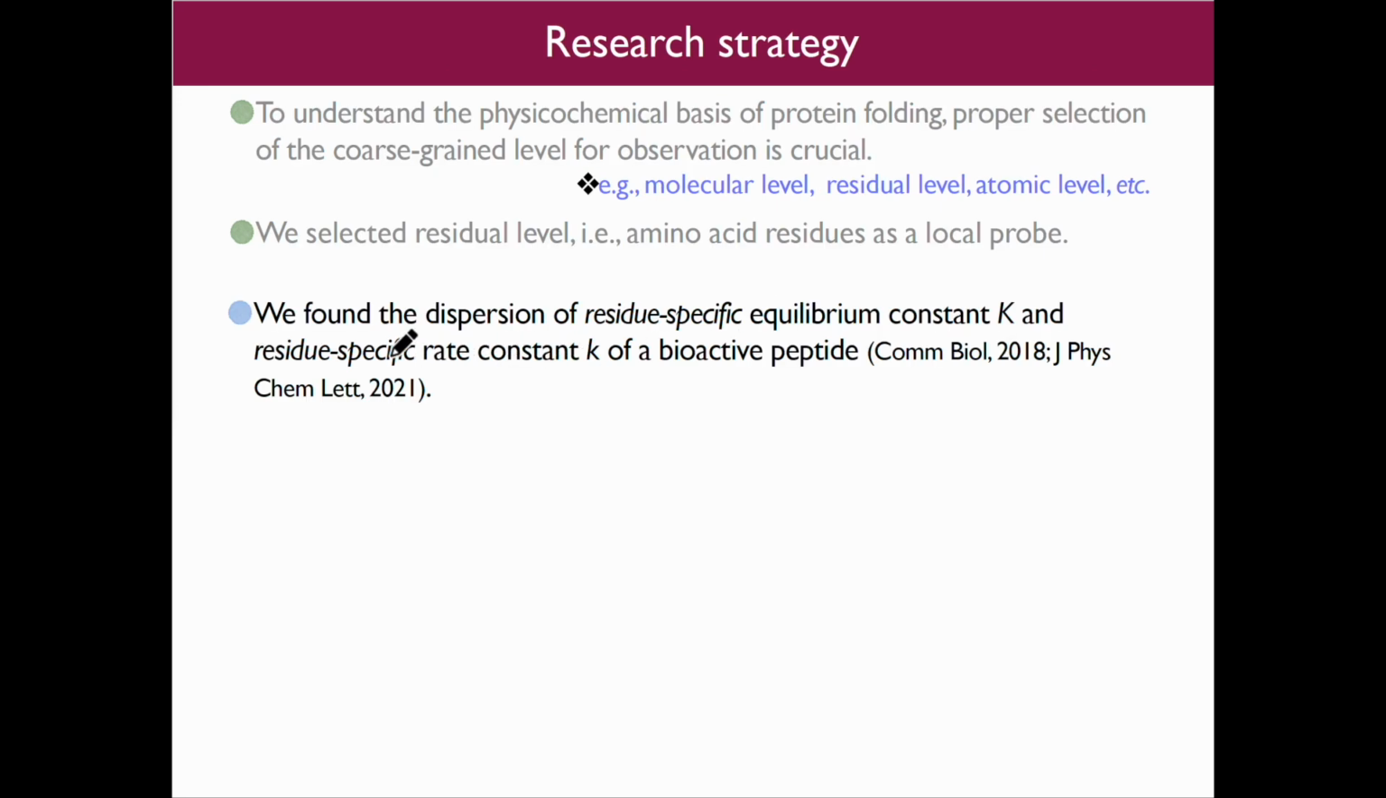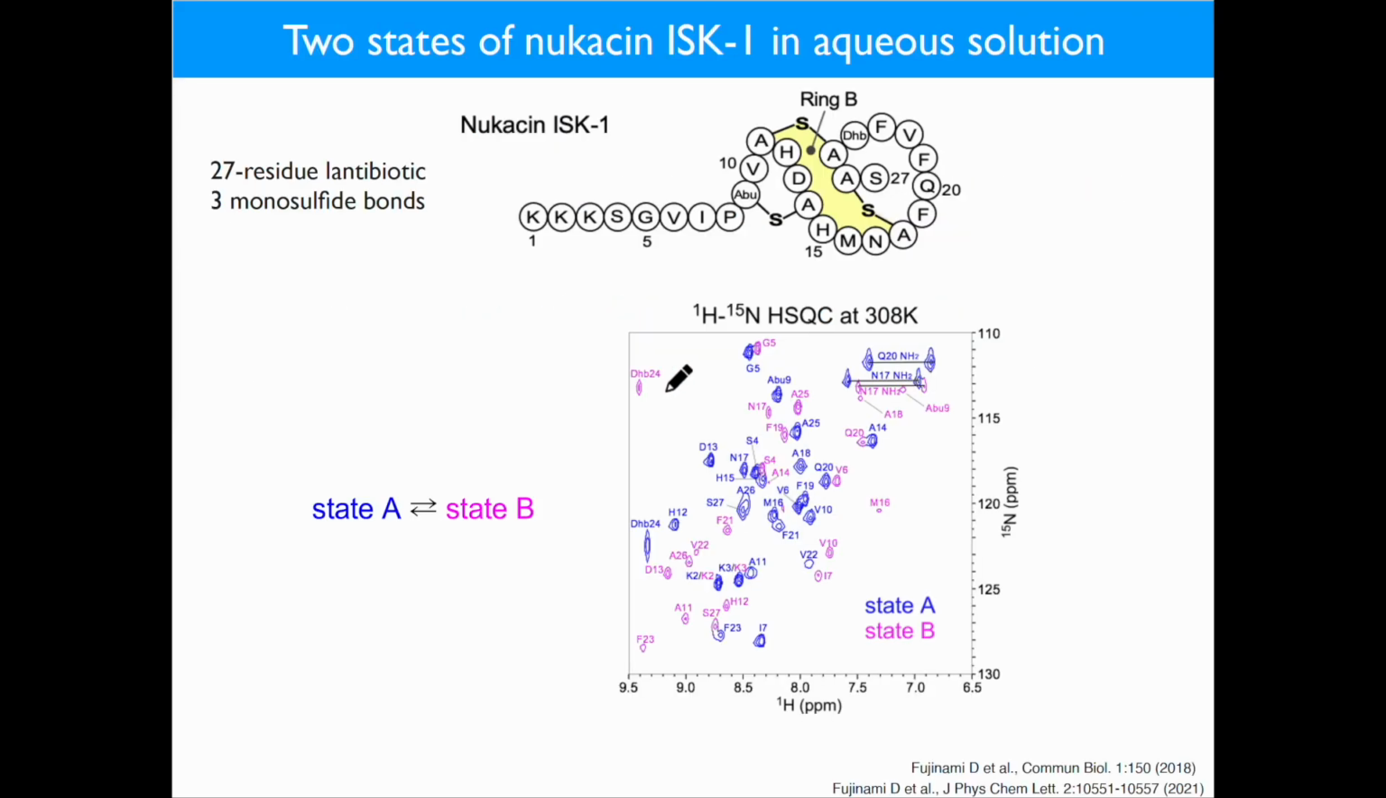About 5 or 6 years ago, we found a dispersion, or distribution, of residue-specific equilibrium constants K and residue-specific rate constants k of a bioactive peptide. This is an example here. Nukacin is a 27-residue antibiotic peptide containing 3 monosulfide bonds. After labeling with N15, we recorded an HSQC spectrum, and this spectrum indicates the existence of 2 states in solution.